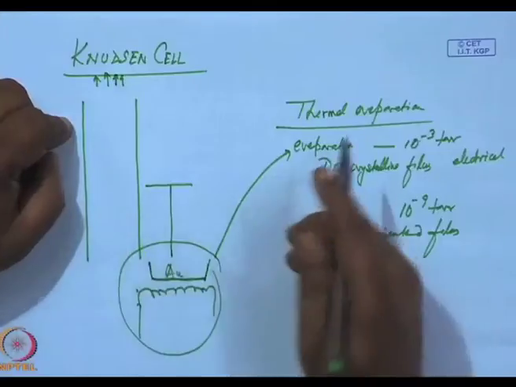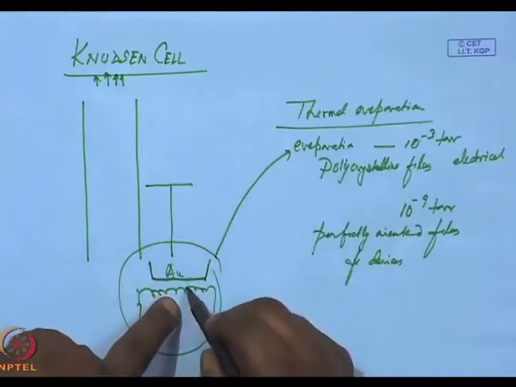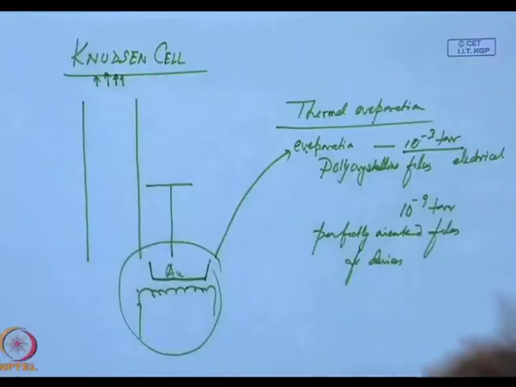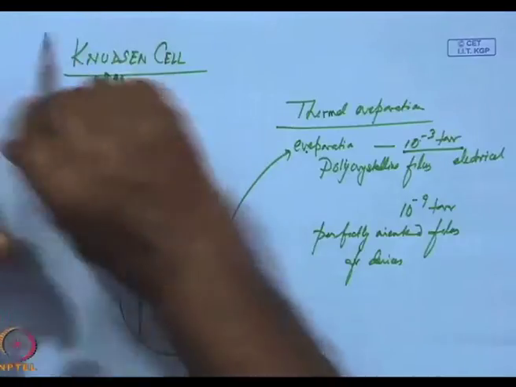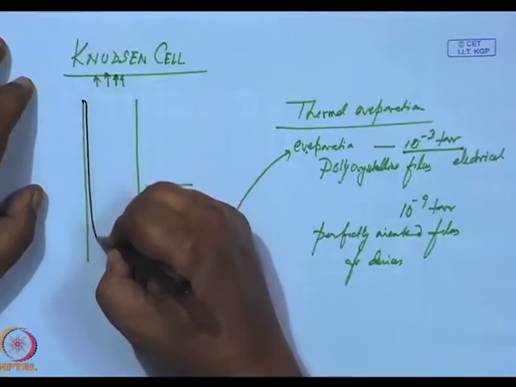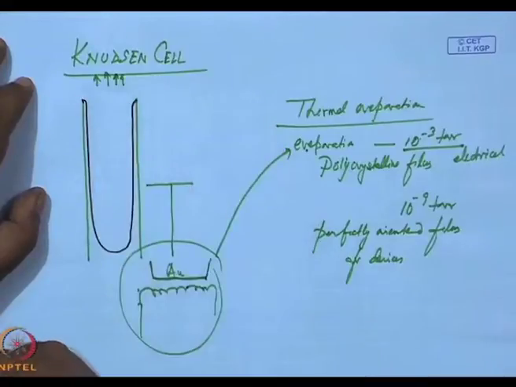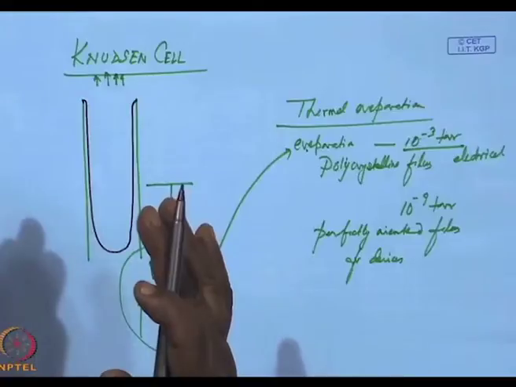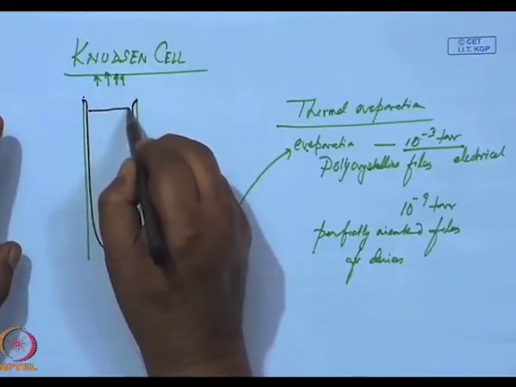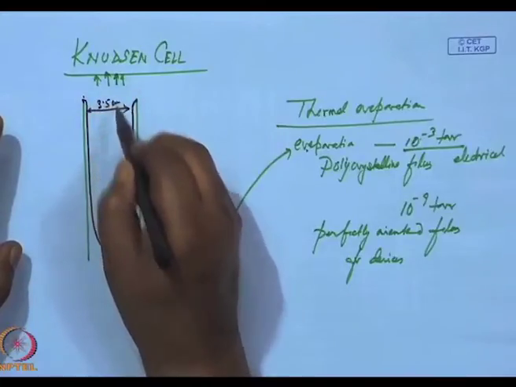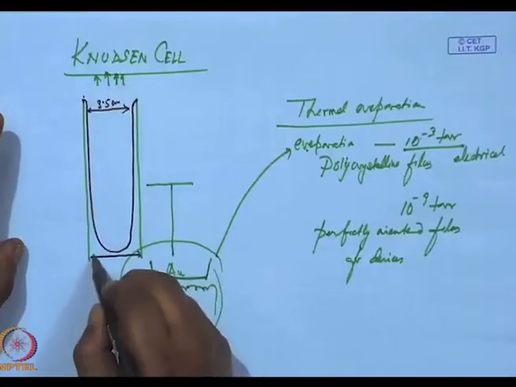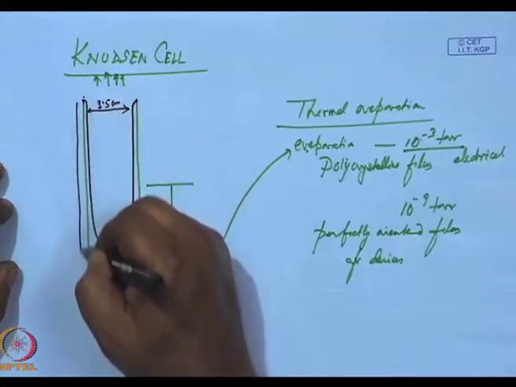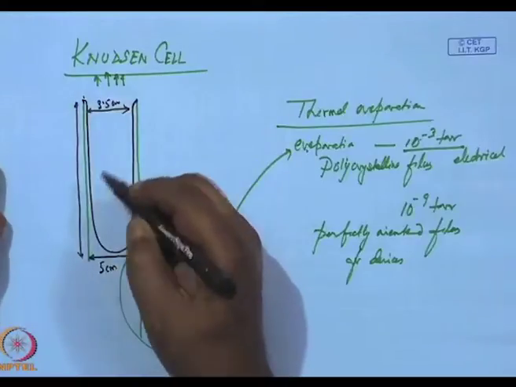Hence, the fundamental design of the Knudsen cell is different from the thermal evaporation equipment used at 10 to the minus 3 torr. A Knudsen cell will have an outer metallic container within which is a non-wetting boron nitride cell. To give you some idea of the dimensions, if this is 3.5 centimeters, the diameter of the outer container is 5 centimeters. The total height of the Knudsen cell, this active heating area, shall be about 20 centimeters.